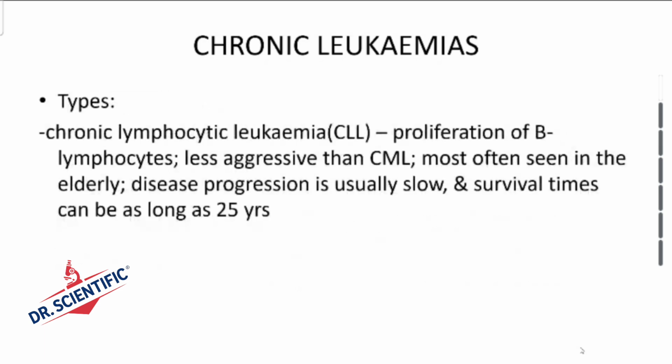Then we have chronic lymphocytic leukemia, CLL. This one involves proliferation of B lymphocytes, and it is usually less aggressive than CML. If we compare it with chronic myeloid leukemia, it's less aggressive. This one will be seen most often in the elderly, and the progression of disease is usually slow. The survival times can be as long as 25 years. So after diagnosis, somebody can live even up to 25 years.